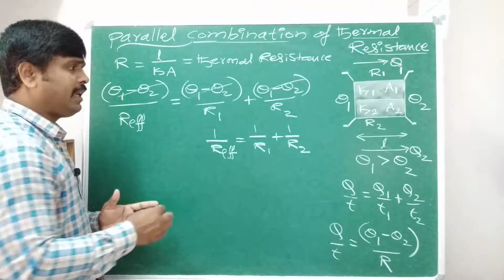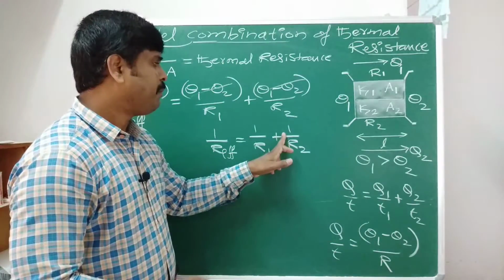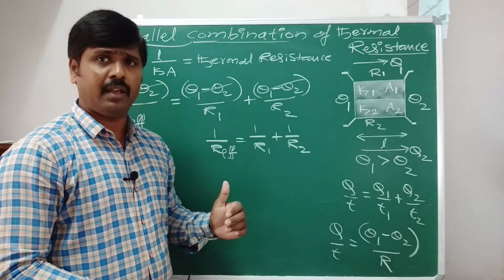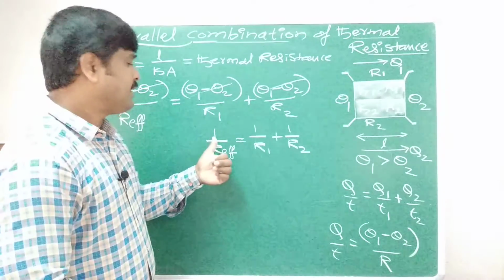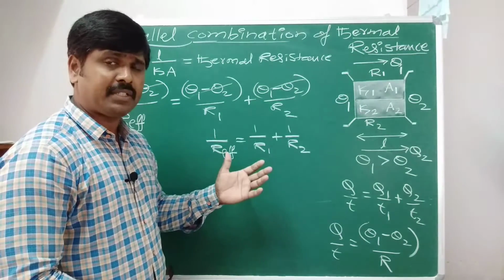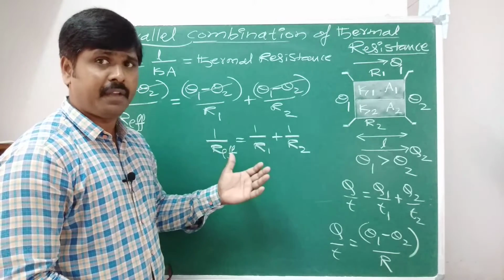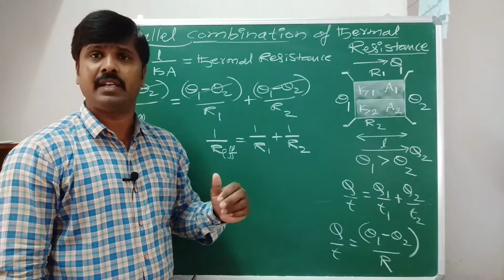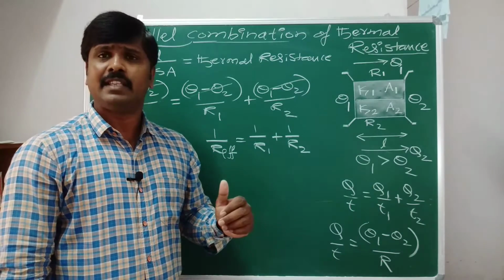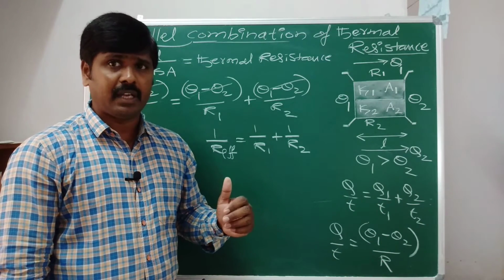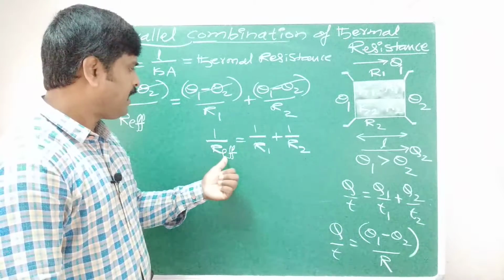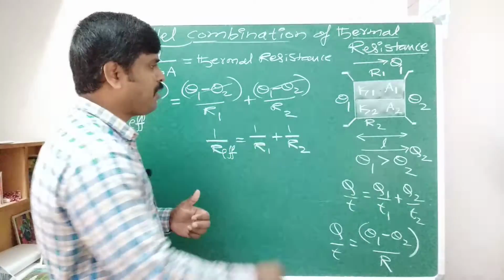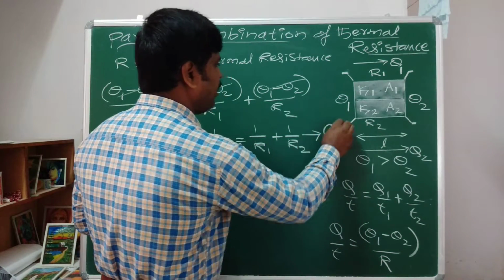Try to understand: this is like resistors in parallel combination in current electricity, but here it is thermal resistance. Thermal resistance has a similar formula but different values: for thermal resistance R equals L divided by KA, and for electrical resistance R equals L divided by σA. Now replace the R effective, R1 and R2 values step by step in this equation, which is taken as equation 1.